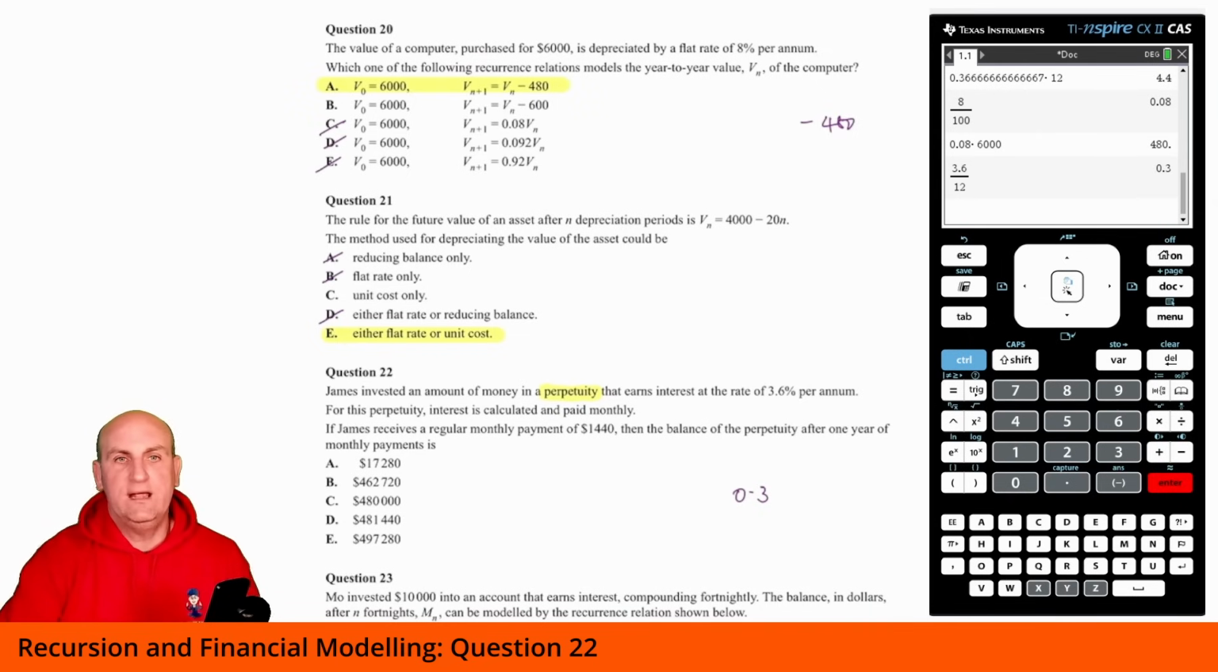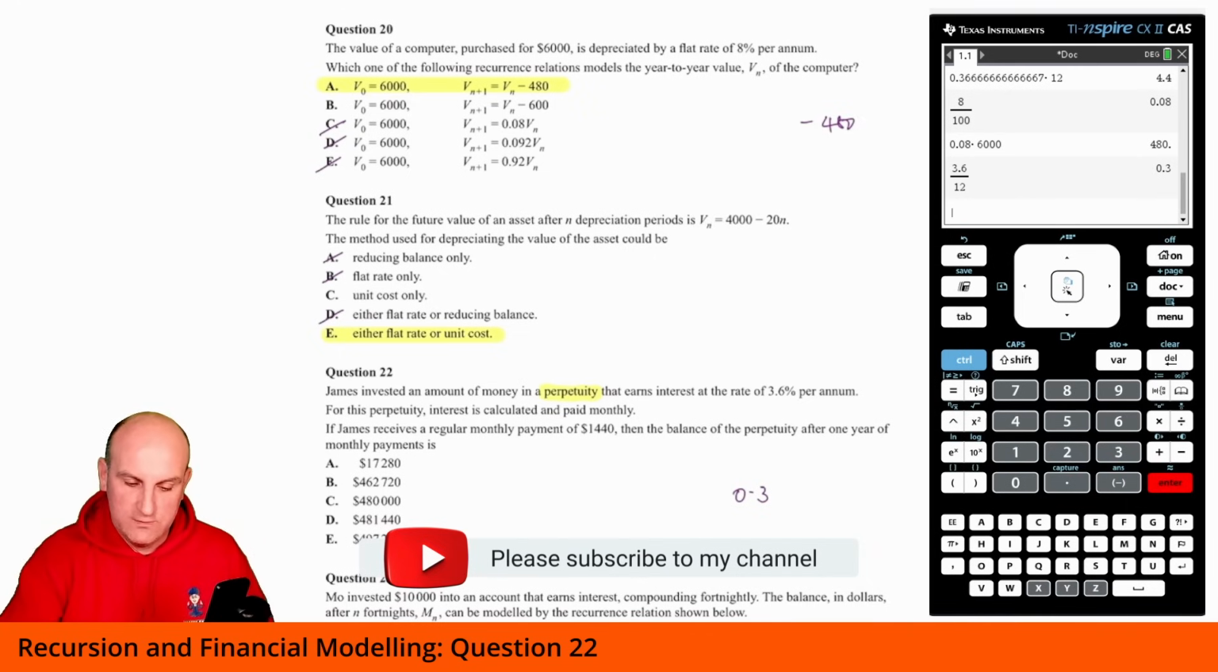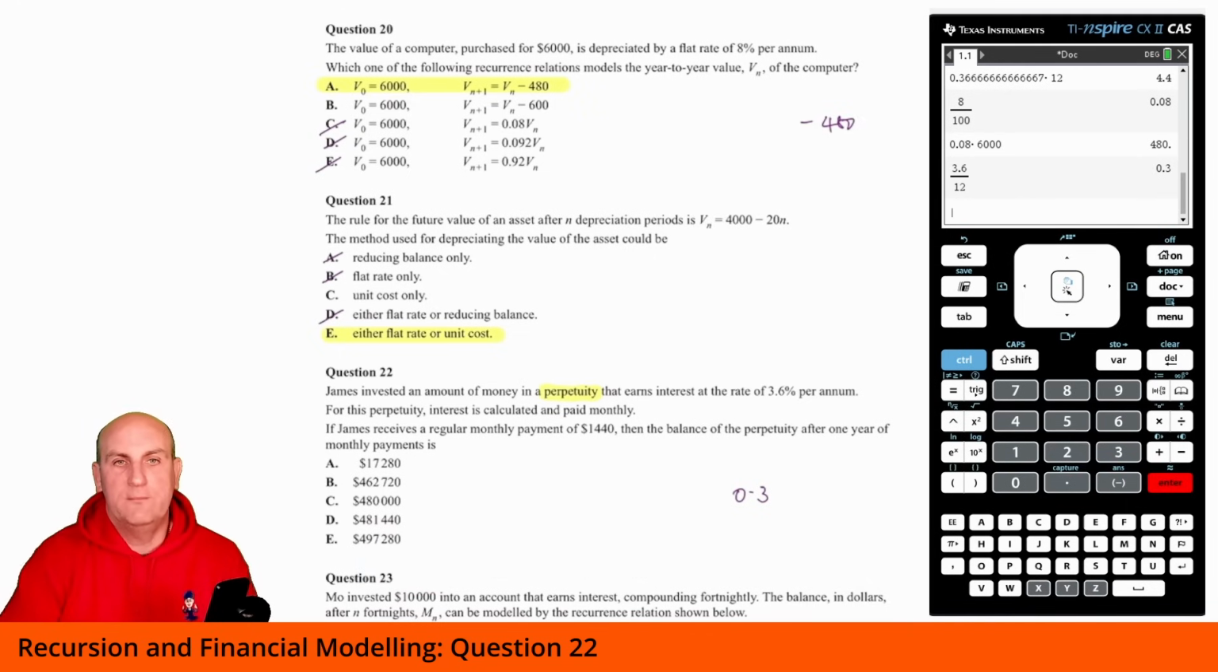If James receives a regular monthly payment of $1,440, then the balance of the perpetuity after 1 year of monthly payments is, then the balance of the perpetuity after. So basically, they just want to know what the perpetuity was. Right. Can we do that? James receives a regular monthly payment of $1,440. Then the balance of the perpetuity after 1 year of monthly payments is.